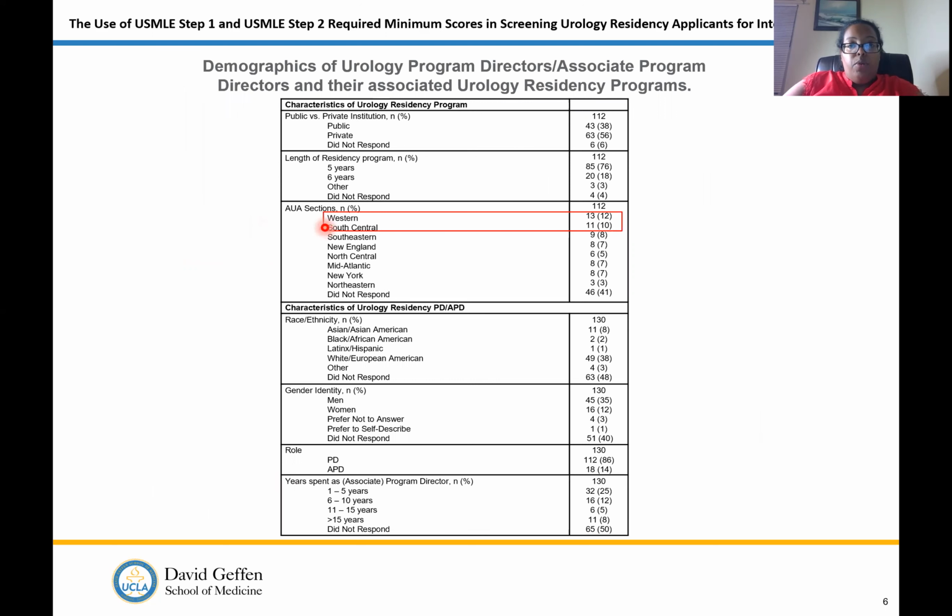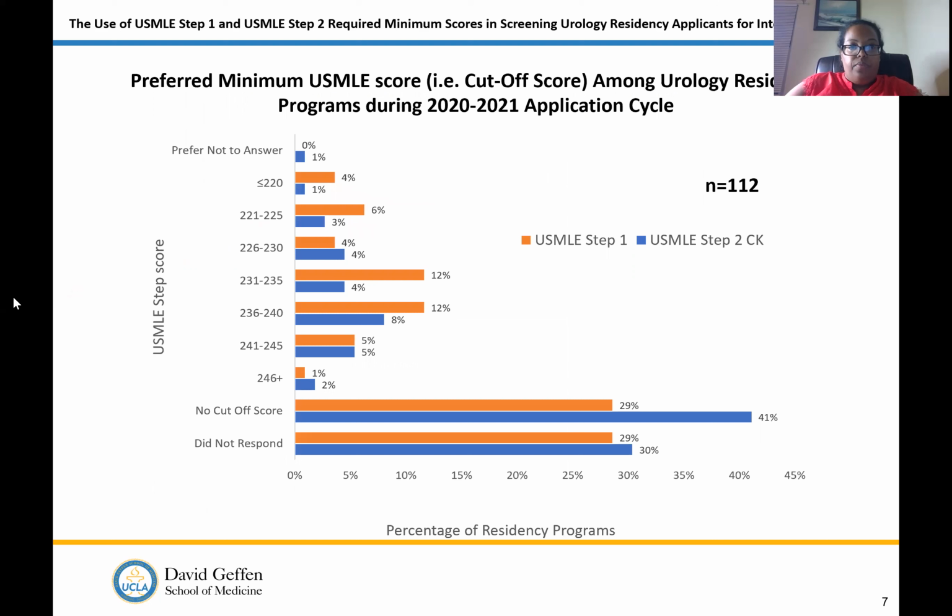Of those who answered, most were in the Western and the South Central AUA sections. 29% of those who responded said that there was no cutoff score for USMLE Step 1. 41% said that there was no cutoff score for USMLE Step 2 CK.